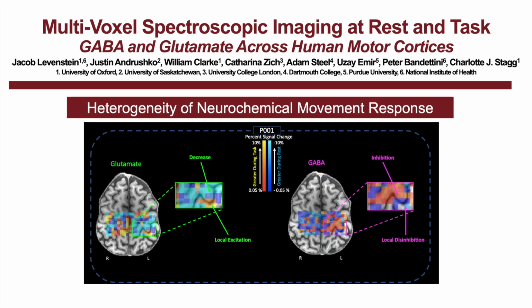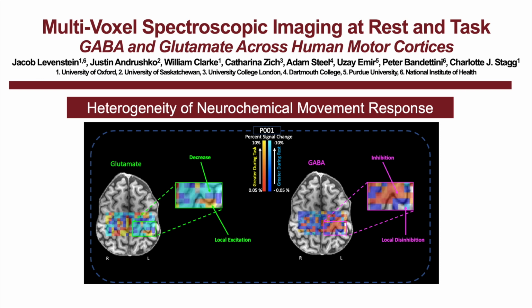Moving away from the ROI-based approaches, next I'm going to show you the heterogeneity in neurochemical responses that we observed. So to orient you to the color bars here, in red-yellow is where you'll see neurochemicals that increased from baseline, whereas in blue-light blue, this is where the concentration was greater during the baseline resting scan than during the task.